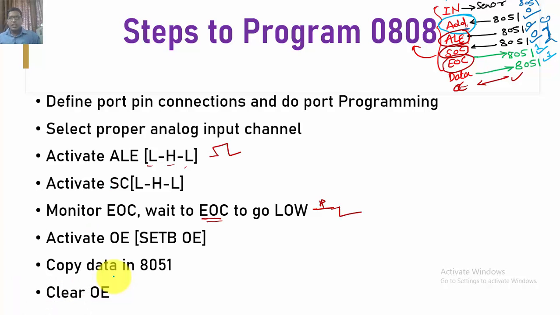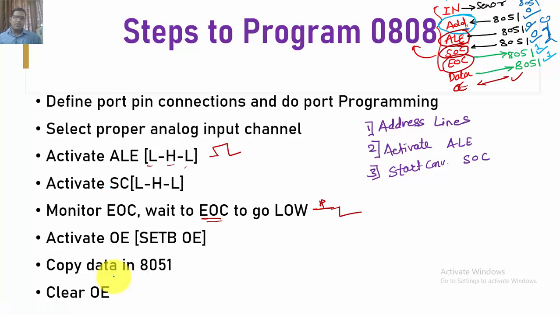How are we going to proceed here? First, configure the address line. So first of all, just go for the address lines. Once I configure the address line, then activate these address lines, and the activation is done by your ALE, that is address latch enable. After activation, give the command to start the conversion. Start conversion, and that is done by the SOC, that is start of conversion.